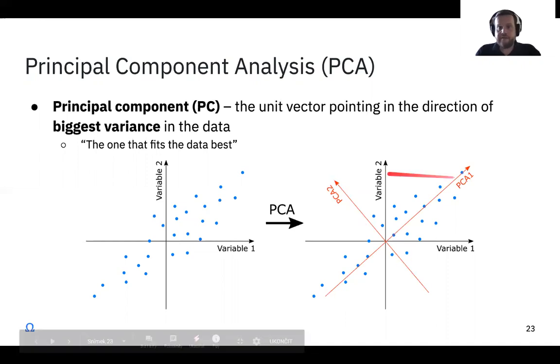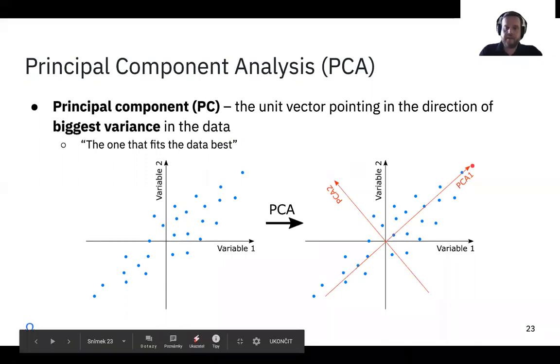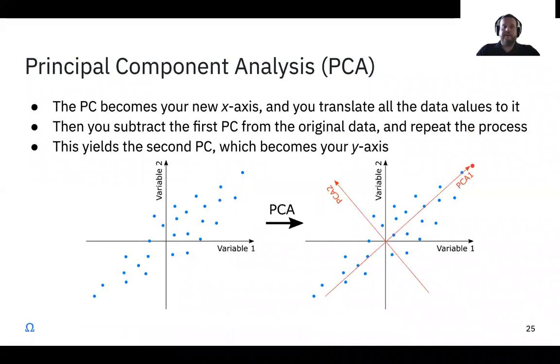Again, it's fine if the biggest variance is a bit unintuitive. It's basically the one that fits the data the best. So we're fitting a trend line that becomes the new axis. Going further, that principal component becomes your new x-axis, and you translate all the data values to it.